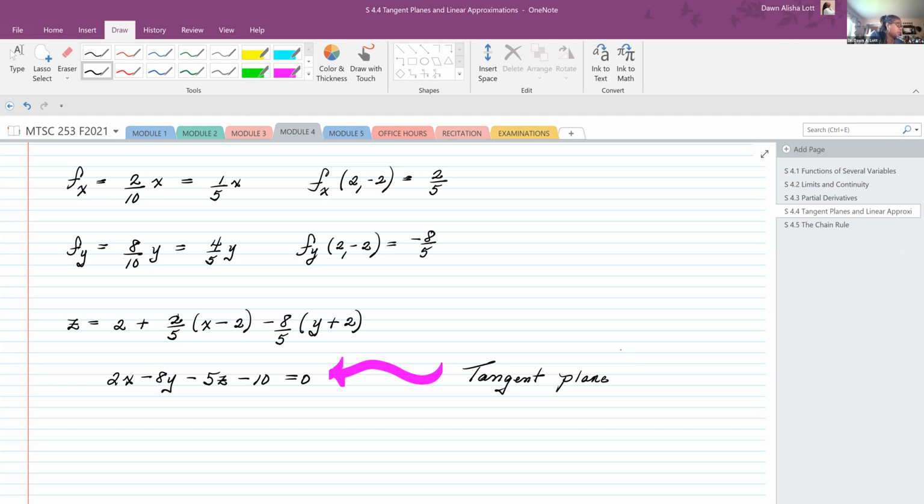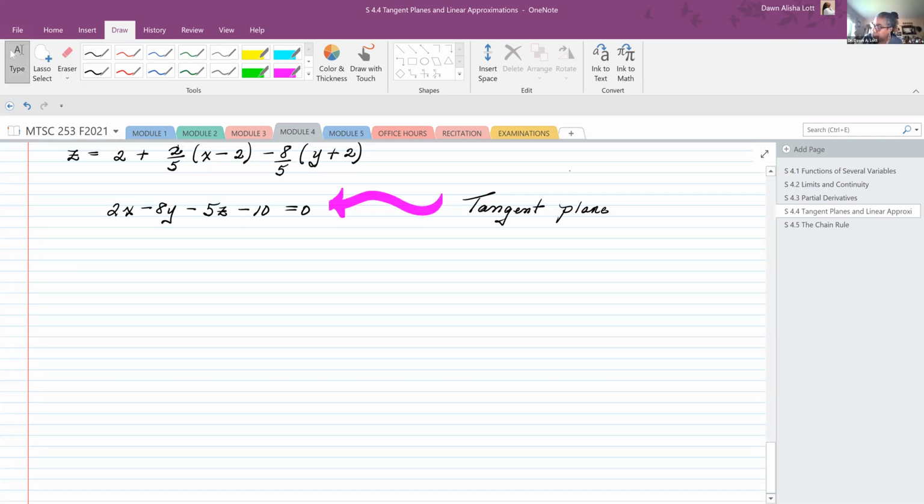Okay, so that's it for finding the equation of a tangent plane. There's really not much else for that. That's all that you do. So you find z naught first. Well, sometimes they'll give you z naught, but if they don't, you have to find it. Sometimes they'll give you z naught, sometimes they won't.